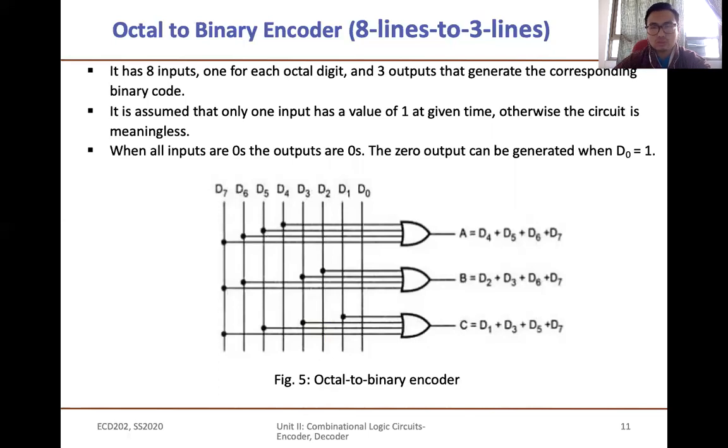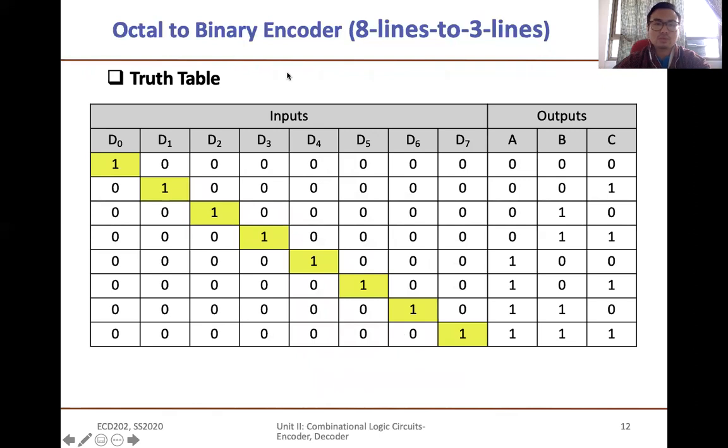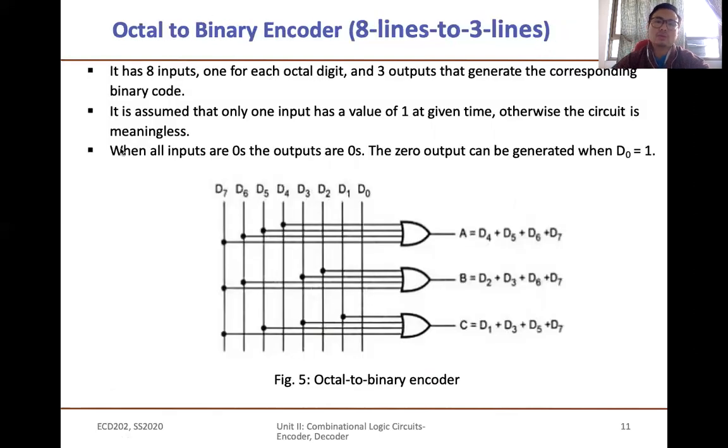Now let's look into the types of encoder. We have different types of encoder. So, octal to binary encoder. You have an octal to binary encoder, which means you have 8 inputs and 3 outputs.